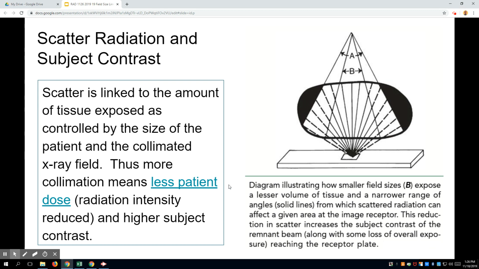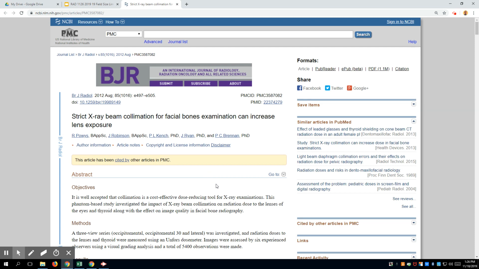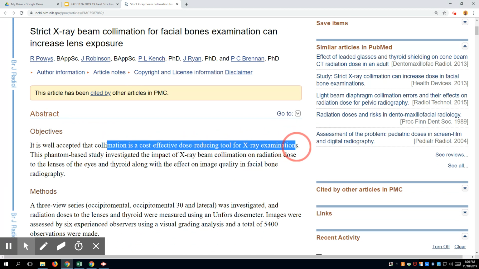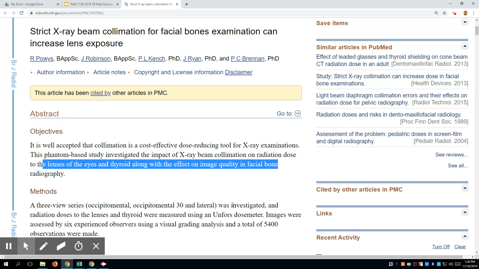If you have time, you guys already know that when things show up in blue, they're usually linking somewhere. So you can read an article talking specifically about collimation being an effective dose-reducing tool for X-ray examinations, and they are particularly looking at the lenses of the eyes and doing some analysis there. So if you find yourself bored, don't just watch TV, read more about collimation.